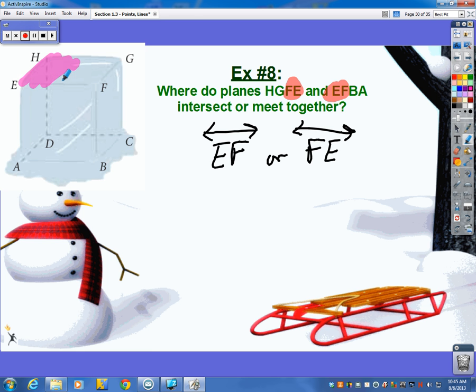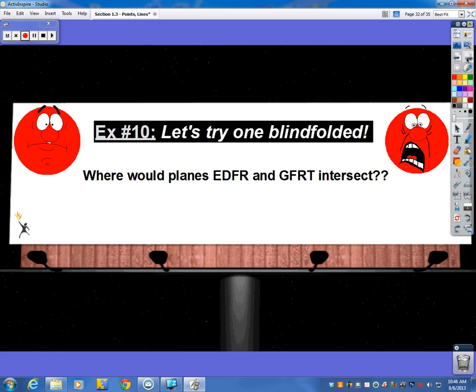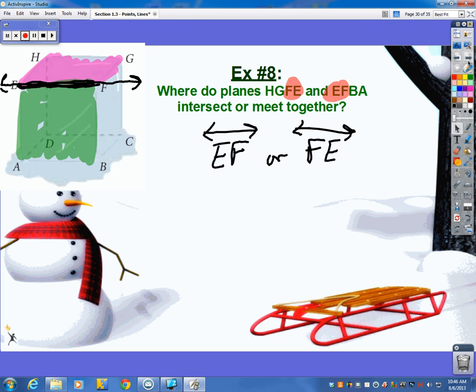HGFE, we're really talking about the top, and we're talking about the top and EFBA. Where's EFBA? EFBA, the front. So where do the top and the front come together? Well, the top and the front come together right here with what connects E and F, which is line EF. Technically, it should keep coming out this way to the left and to the right. It's not really there, but it's implied that it's there. Oh, whoa, whoa, too far, too far.